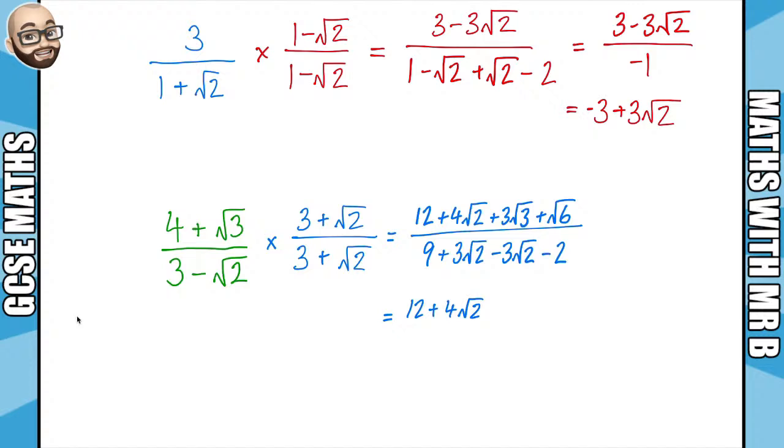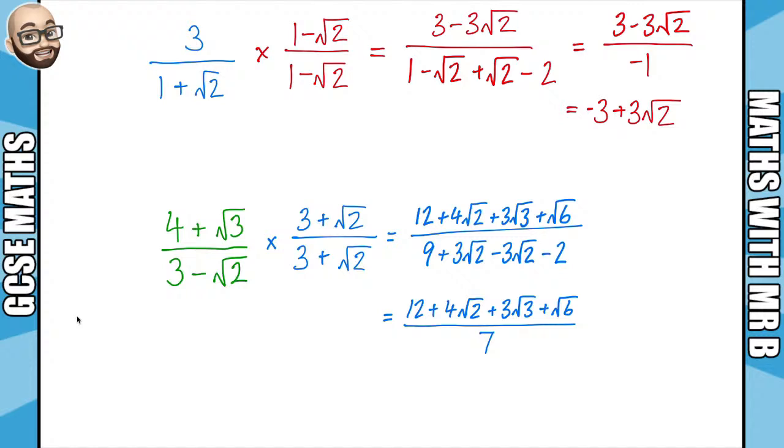But the bottom, the denominator, can simplify because the positive 3 root 2's is going to cancel out with the negative 3 root 2's. And that's going to leave us with a 9 and a minus 2. And 9 minus 2 is 7. And again, we have rationalized the denominator.